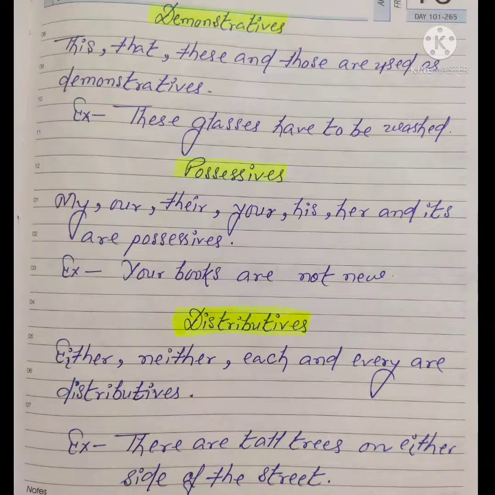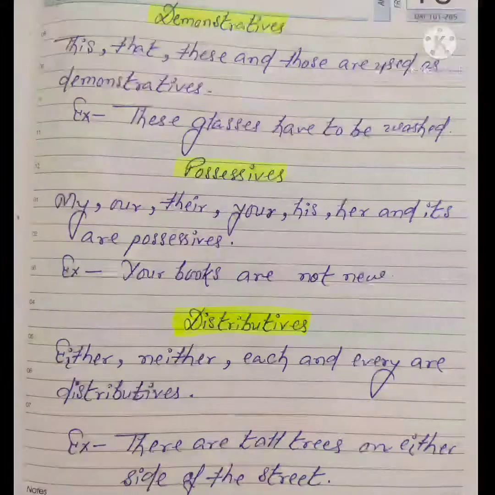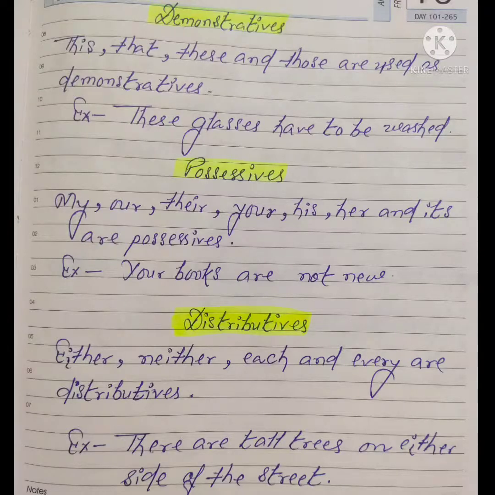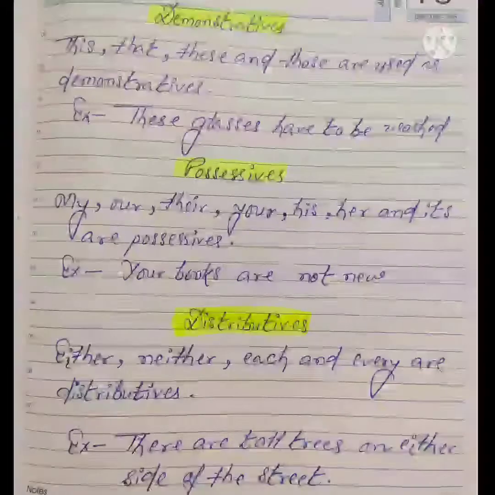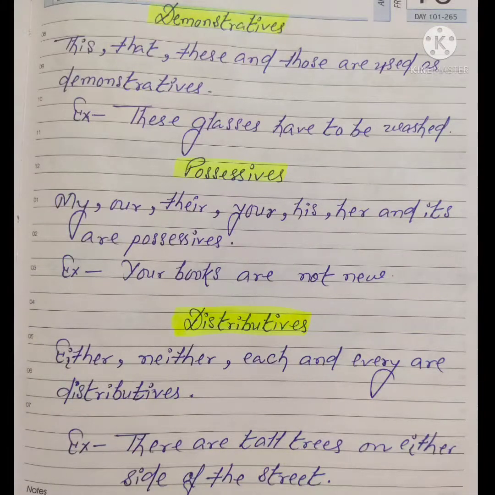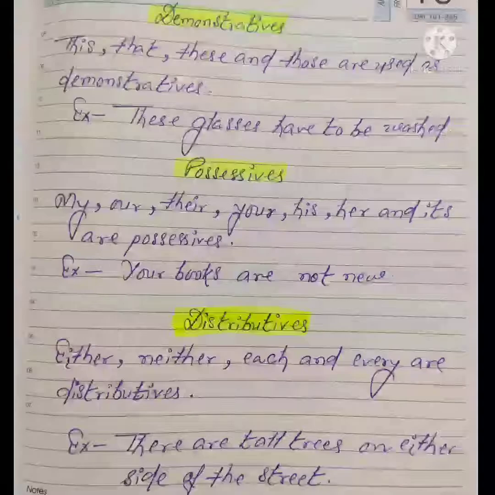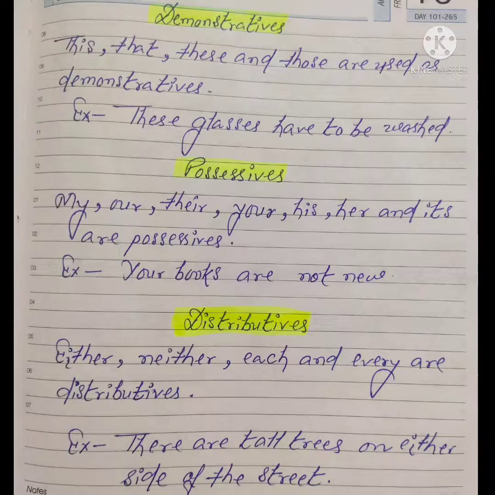Coming to the second kind of determiners, which are demonstratives. It includes this, that, these, and those. For example, these glasses have to be washed. The third kind of determiners are possessives, which include my, our, their, your, his, her, and its. For example, your books are not new. The fourth kind of determiners are distributives, which include either, neither, each, and every. For example, there are tall trees on either side of the street.